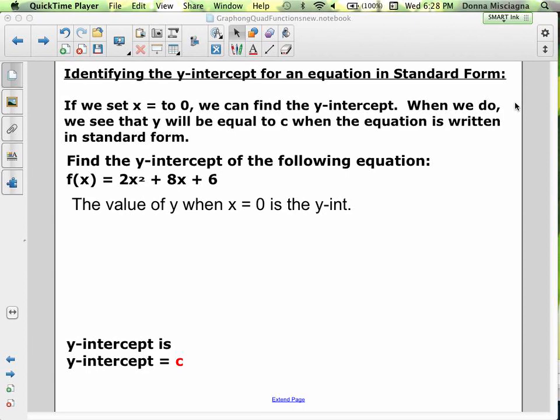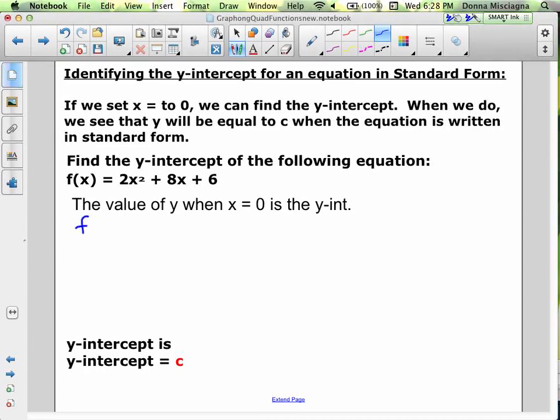So let's find the y-intercept of the following equation. f of x equals 2x squared plus 8x plus 6. And the value of y when x equals 0, that's the y-intercept. For this one, we're going to plug in 0 for x. We won't always plug in the 0, because you'll be able to find the y-intercept very easily, even without plugging in the 0. But just to illustrate, we're going to do it for this one.